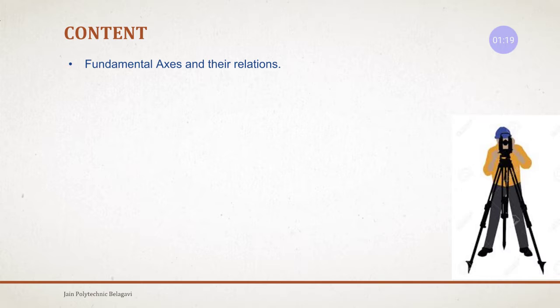So today we are going to study the fundamental lines. What are these fundamental lines and what are their relationships? How they are related to each other, that we're going to study. Next is temporary adjustments. These are the small adjustments to be done before we start to read or use the theodolite. What are those and how are they affected? If you don't do that, what are the consequences? We'll study it all together in this class.